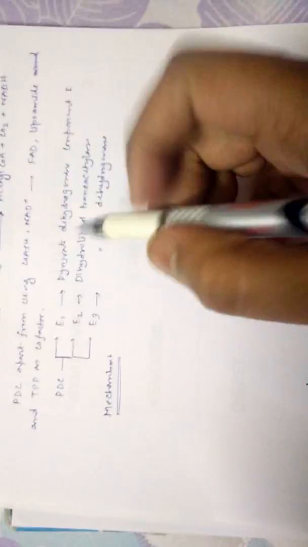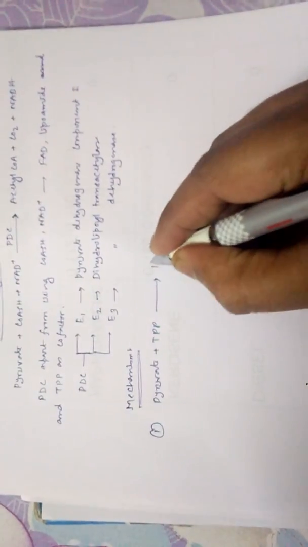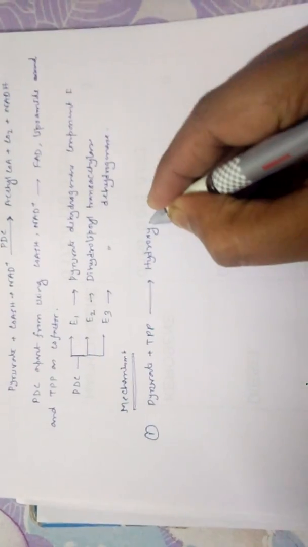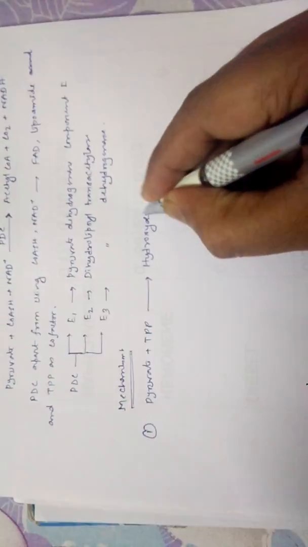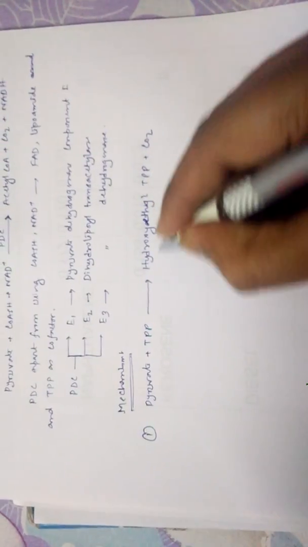So we are now dealing with the mechanism. This reaction can be broken down into several stages. Number 1, pyruvate plus TPP, that is thiamine pyrophosphate, produces hydroxyethyl TPP plus carbon dioxide. So it is the hydroxyethyl TPP plus carbon dioxide.